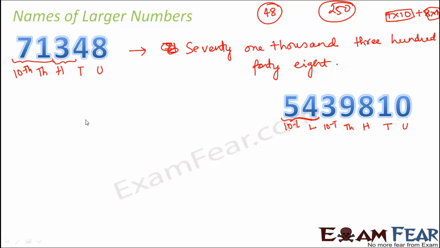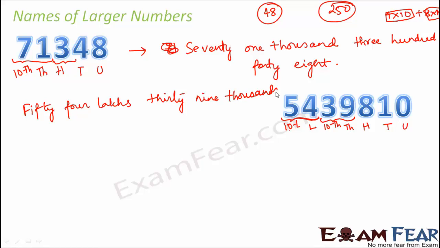So this would be 54 lakhs. And how many thousands? It is 39 thousands, because these two represent thousands together. So this would be 39 thousands, 810. So we name this number as 54,39,810.